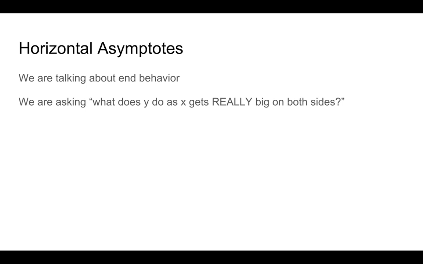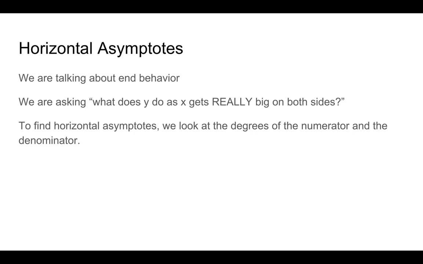Okay, horizontal asymptotes. These clearly will be horizontal lines. Here we're talking about end behavior. Just like we did with polynomials, we want to know what happens on the far left and the far right of the graph. That's what horizontal asymptotes tell us. We want to know what happens for really big values of x. Okay, when we're looking for horizontal asymptotes, there are a few rules you just have to memorize.